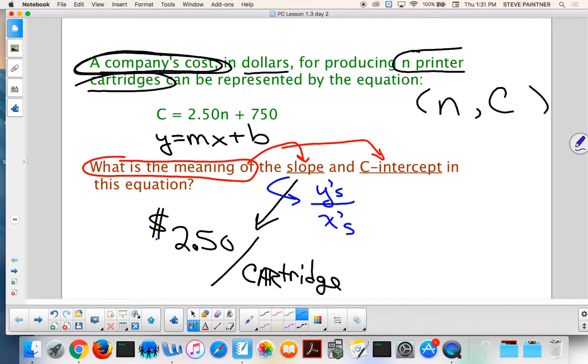Okay? Help me with this one. Instead of calling it the y-intercept, they call it the what?